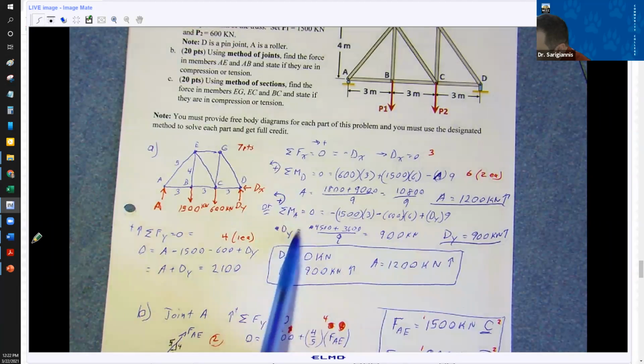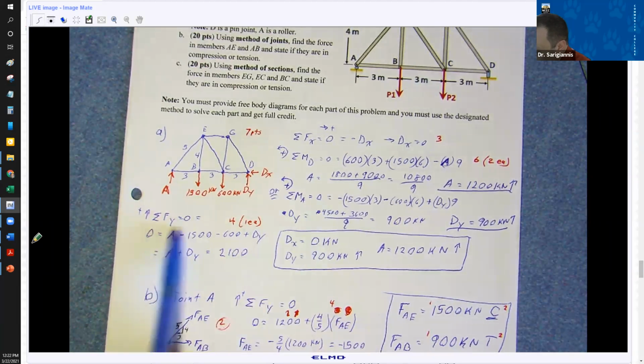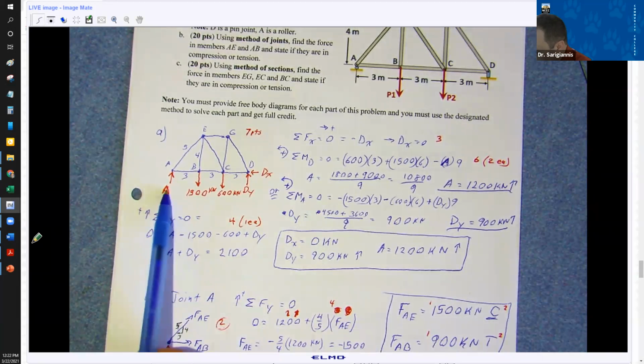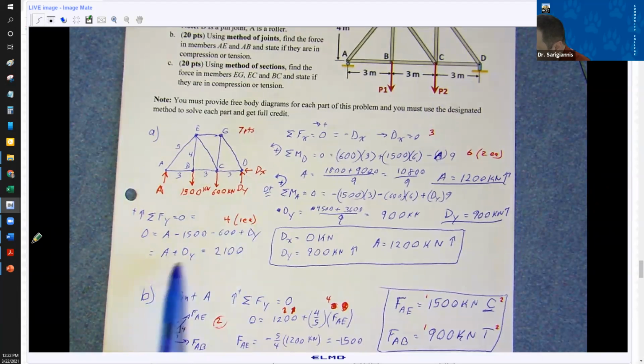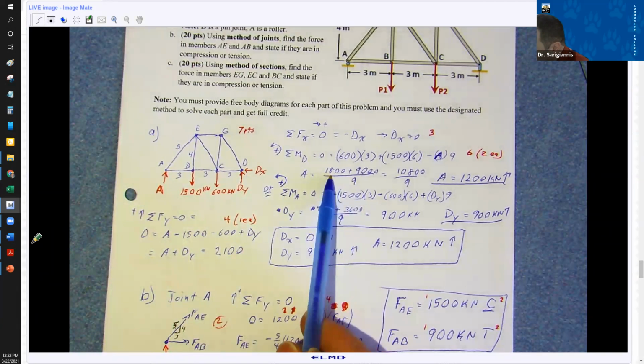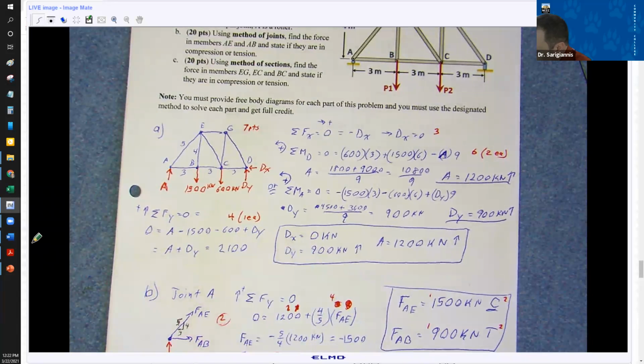Now, you could have done them together this way. If you only do one of these, you use sum of the forces in y, right? Sum of the forces in y equals 0. You've got A minus 1500 minus 600 plus dy. A plus dy is 2100. So if you found A, you plug that in over here and you get dy. If you found dy, you plug that in here and get A. Overall, those were the forces: 0 kilonewtons, 900 kilonewtons up at D, and 1200 kilonewtons up at A.